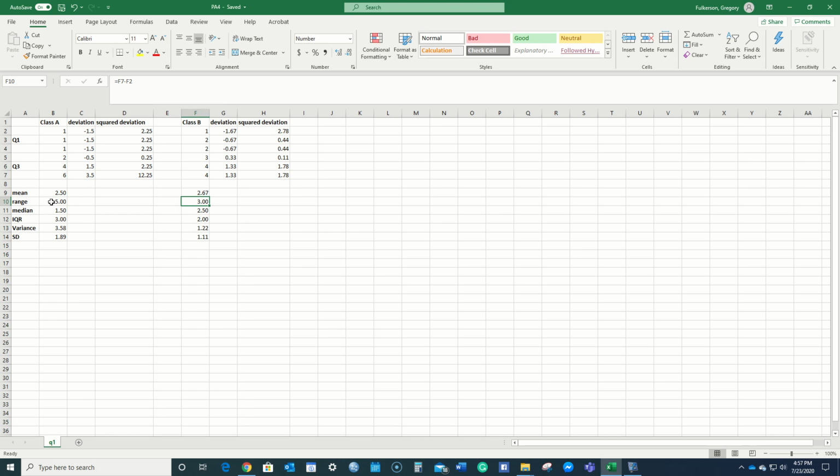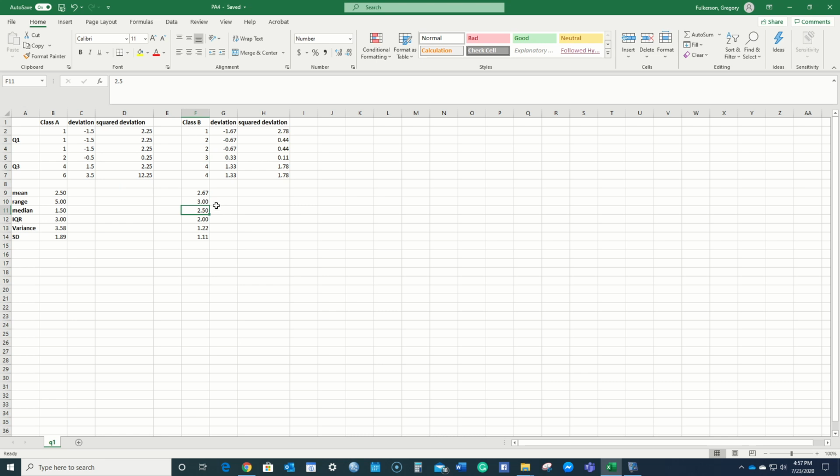So that's our range. You've noticed I've got the mean here, which is going to be the average, and that is equal to the average of B2 to B7, which is the same as the sum divided by the number of cases. The median, that's the middle value. We have 6, so the middle value is going to be the average of the two middle ones. So for class A, that's the average of 1 and 2, so that's 1.5. And for class B, it's the average of 2 and 3, so that's going to be 2.5.